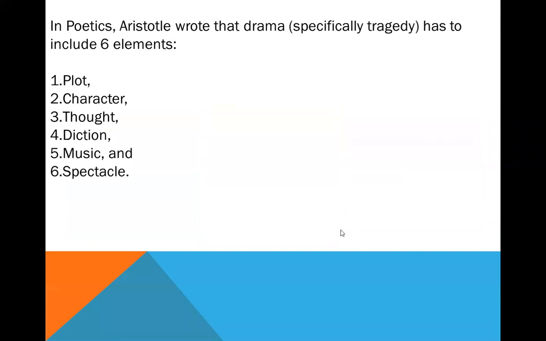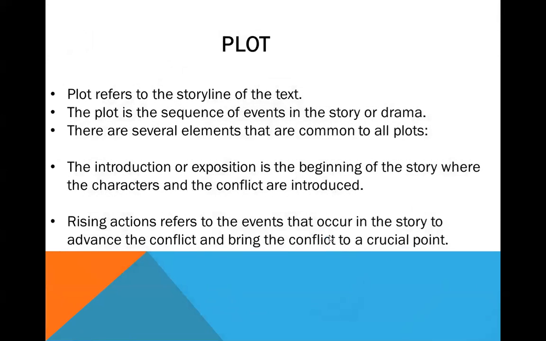In the Poetics, Aristotle wrote that drama, specifically a tragedy according to him, has six elements: plot, character, thought, diction, musical rhythm and spectacle. Let's see what plot is. In colloquial language, we call it kathavastu. Kathavastu means the main plot of the story.